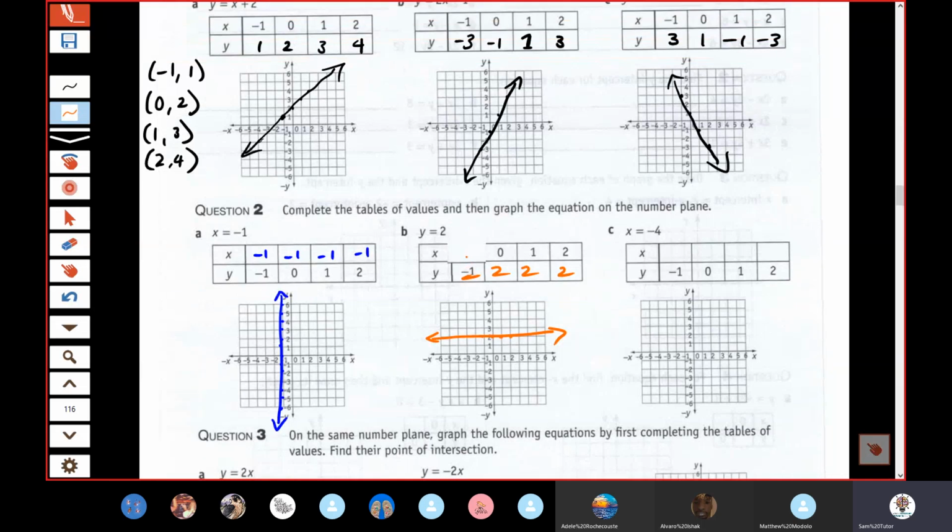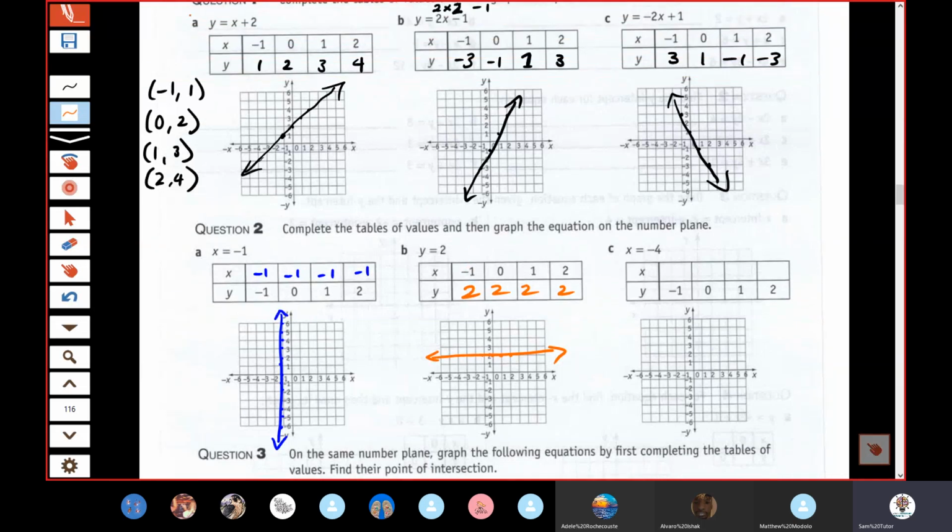So these ones here, look at them now. See how there was a relationship between y and x, y and x, y and x, whereas this is just y, or this is just x. That's why it's not a diagonal line. If it's y and x, it will always be a diagonal. If it's just x by itself, it's always vertical. If it's just y, it's always horizontal.